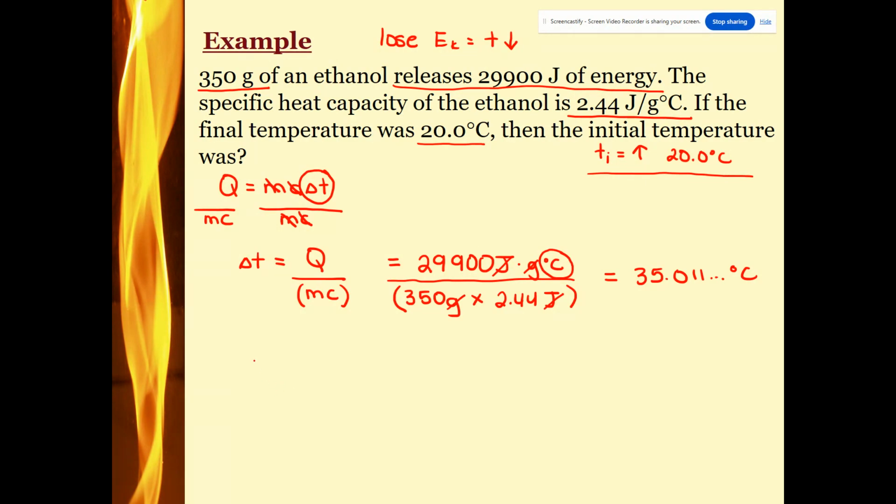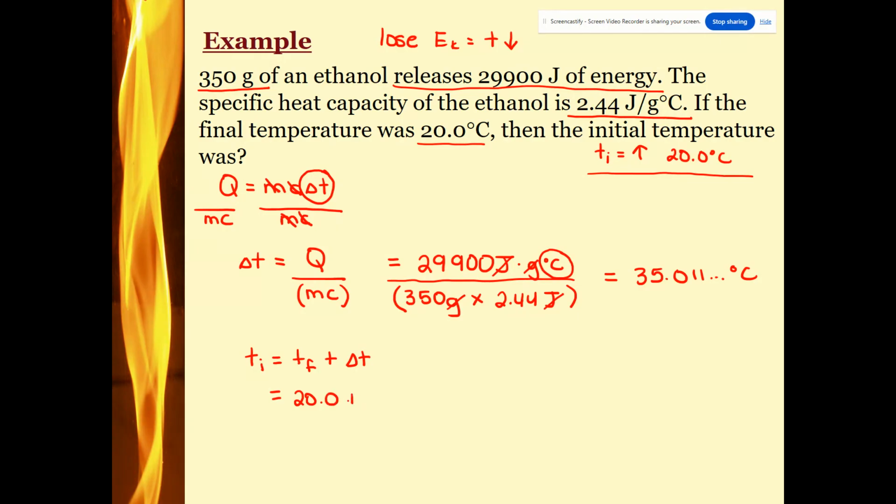Okay, so what that means is in order to find the initial temperature, I'm going to take the final temperature and add the temperature change. Okay, if this question were asking me for the final temperature, I would subtract the temperature change because it's going down. But the initial temperature has to be higher, so I have to add it to the final temperature.